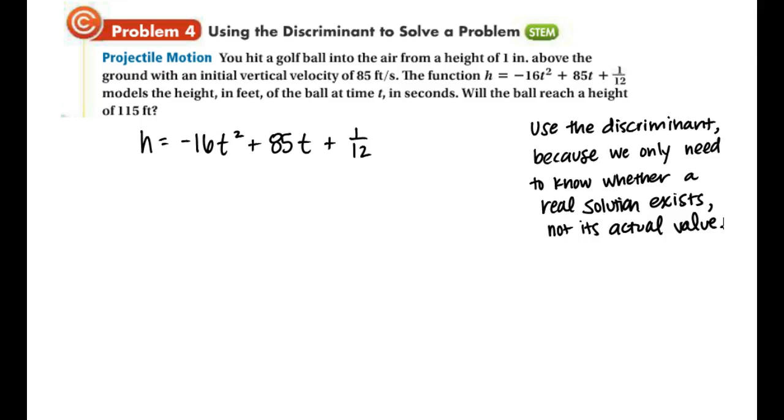So here is the standard form that we're given. And what we want to do, since we're trying to find whether or not the ball will reach 115 feet, we're going to replace the h with 115. So just like the previous problems, we want to make sure that the quadratic is in standard form before doing the discriminant. So we want to get 0 on one side of the equation. So that means we want to subtract 115 from both sides.